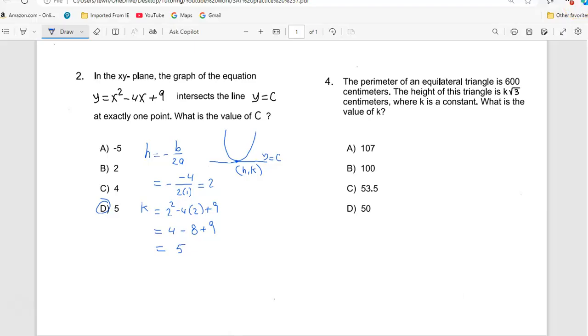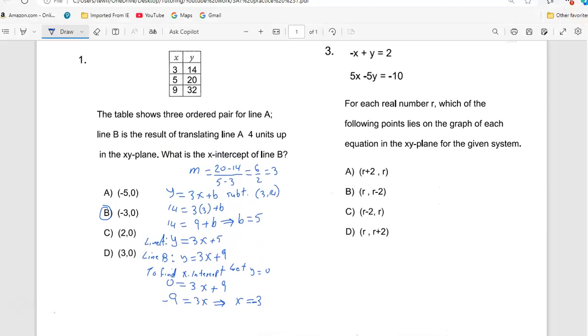And let's see the next one. Give it a try. For each real number r, which of the following points lies on the graph of each equation in the xy plane of the given system? That's our system, these two equations. We'd like to find the ordered pair which satisfies that system.